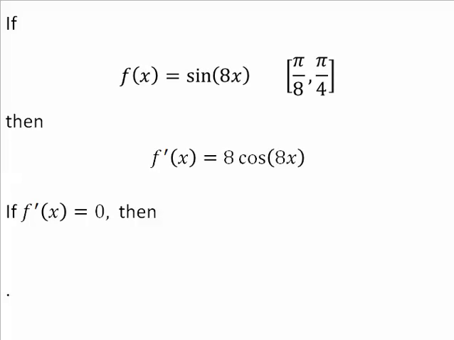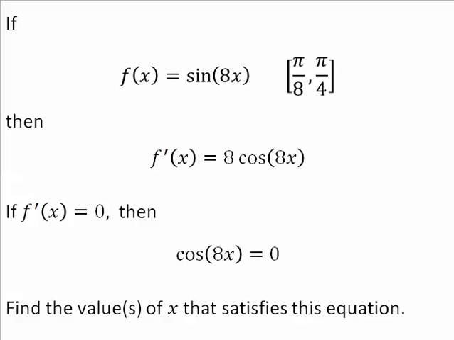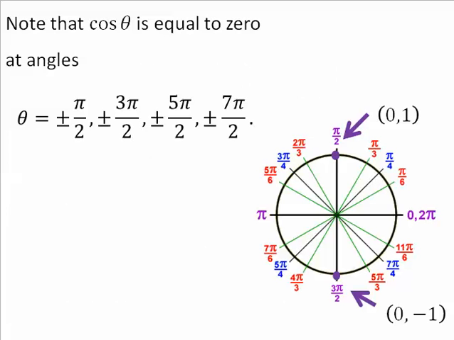Also, if f prime is equal to 0, then it must be true that the cosine of 8x is equal to 0. Find the value or values of x that satisfy this equation. Let's go to our unit circle. Cosine is equal to 0 at the following angles: plus and minus pi over 2, plus or minus 3 pi over 2, plus or minus 5 pi over 2, plus and minus 7 pi over 2.